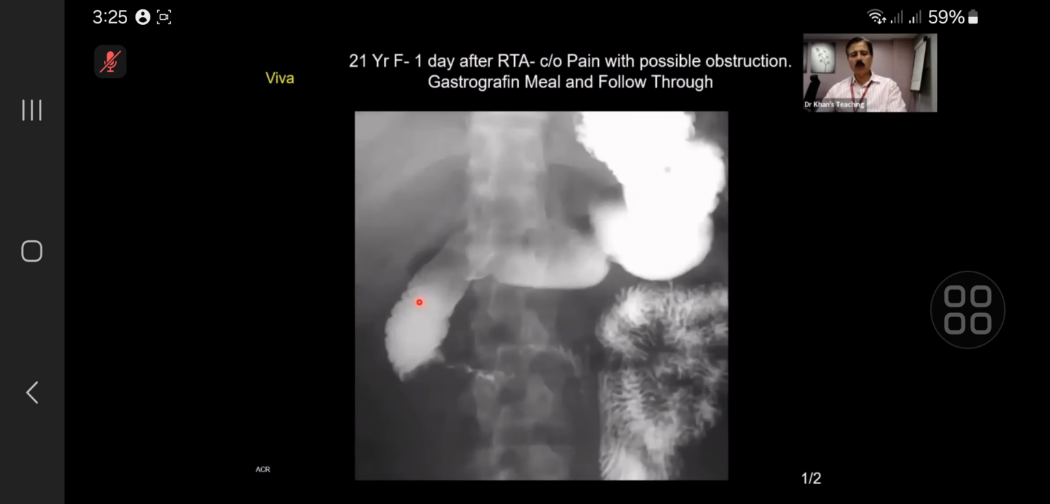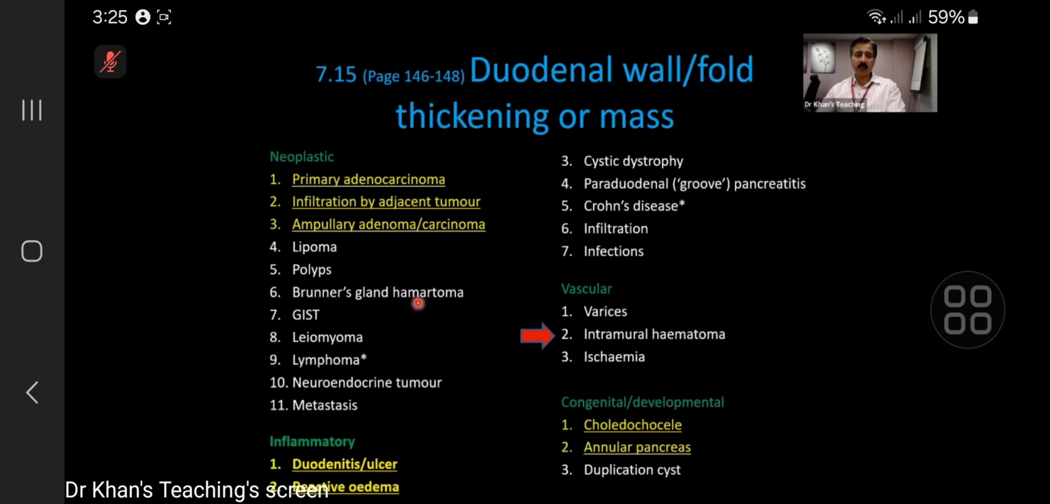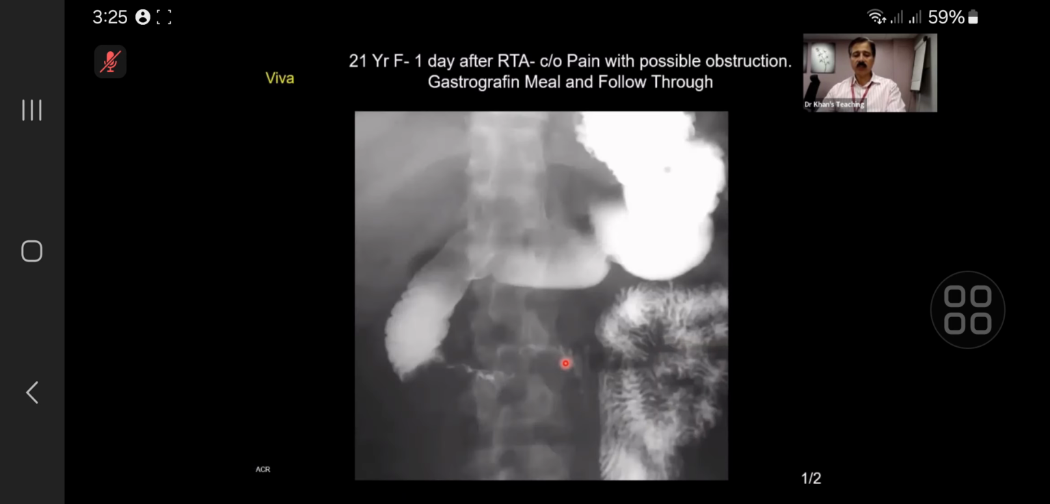Excellent. So basically, we call it intramural hematoma, and intramural hematomas can happen in the duodenum, and that is the take-home point. You see duodenal wall folds and thickening or mass, vascular intramural hematoma. It becomes an exam case. If you know it, you will pick it up, otherwise you will not.